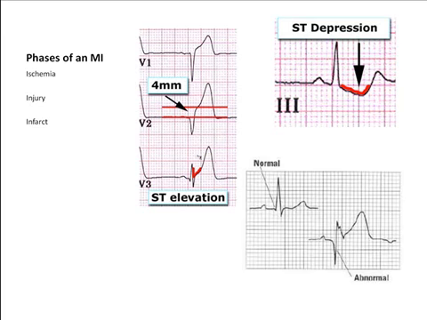And the final stage is abnormal Q waves, which is the infarct phase, characterized by a pathological Q wave that is greater than 0.04 seconds in duration, or one little box, or the Q wave is deeper than 25% of the height of the R wave in the same complex. This is usually hours to days to weeks to months or to years old. By knowing these three phases and their characteristics, you can better understand the evolution of an MI.